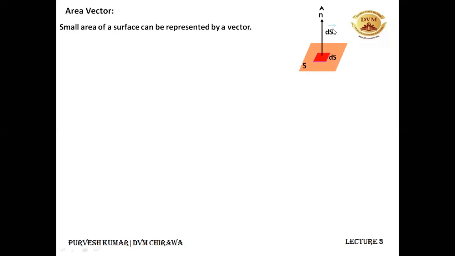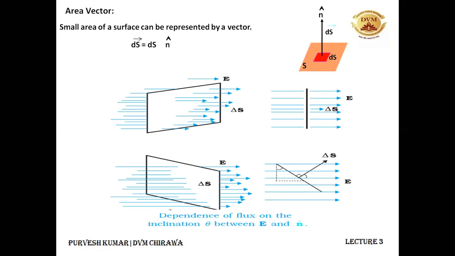So this is ds vector. That is my area vector, ds with an arrow overhead. You can see this thing. So it is my area vector. Always remember, area vector is always perpendicular to the surface which we are dealing with. Area vector is always perpendicular to the surface that we are dealing with.